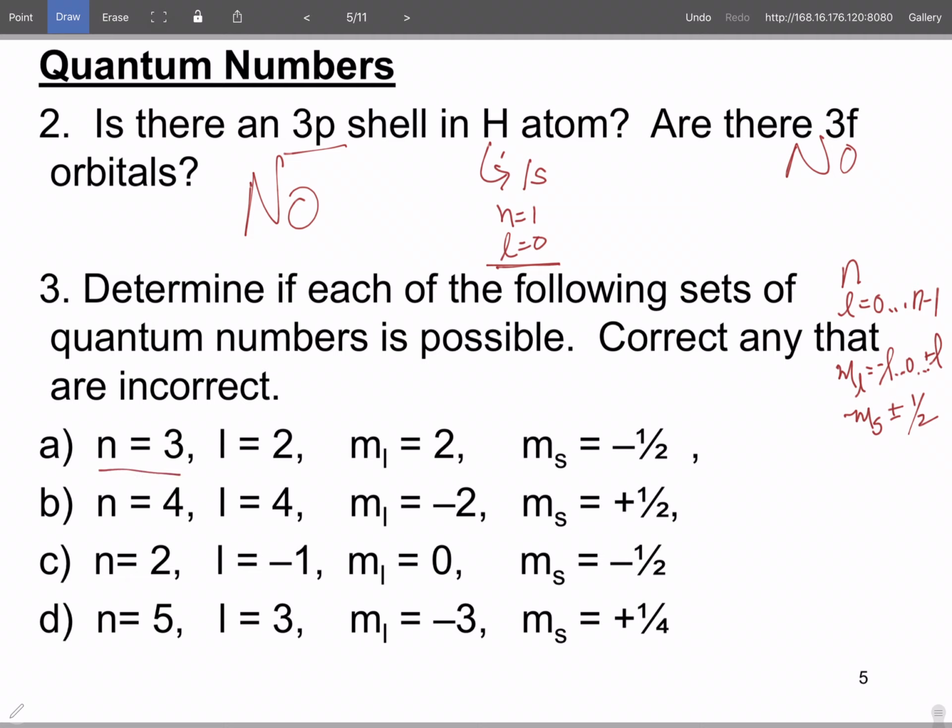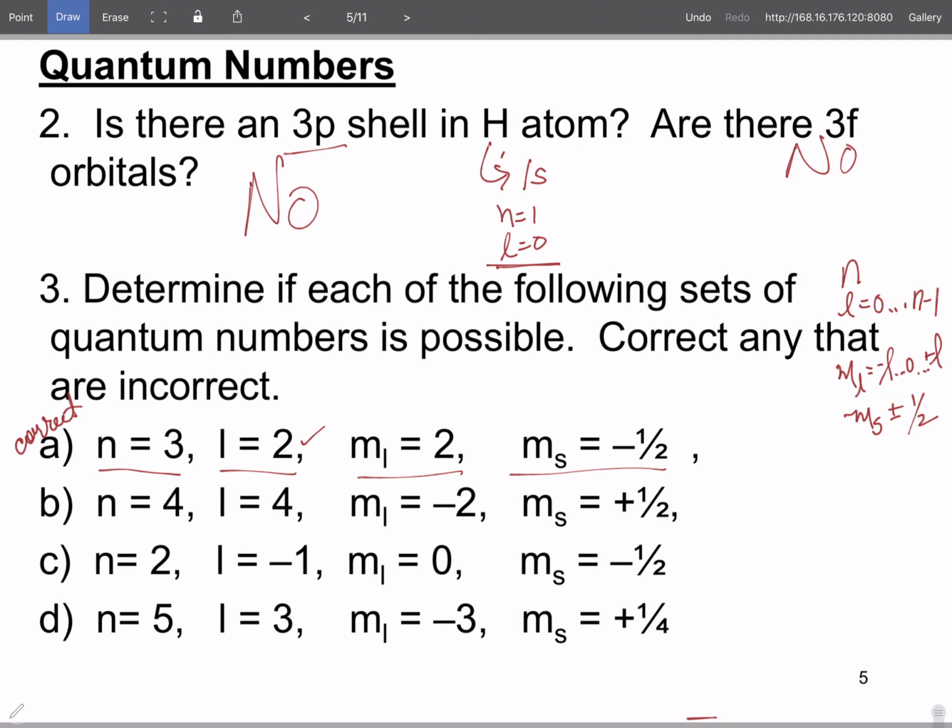So if n is equal to 3, can L be equal to 2? Yep. If L is equal to 2, can M sub L be equal to? Yep. And can M sub L be equal to minus 1/2? Yes. So this one is correct. So we're good on that one.